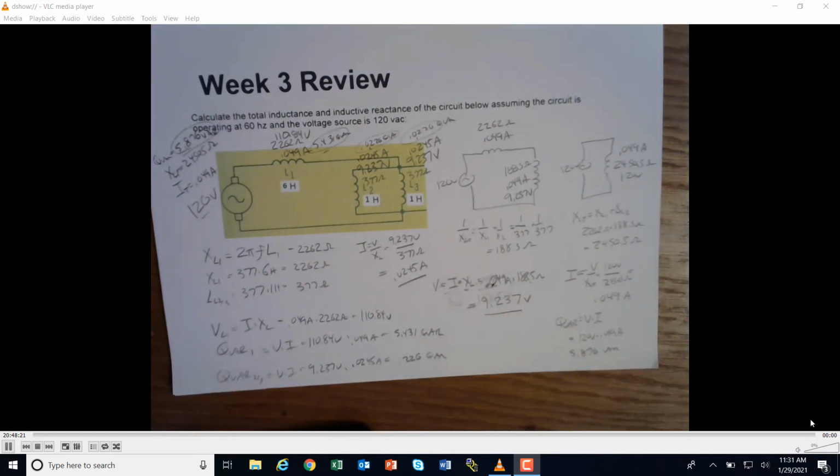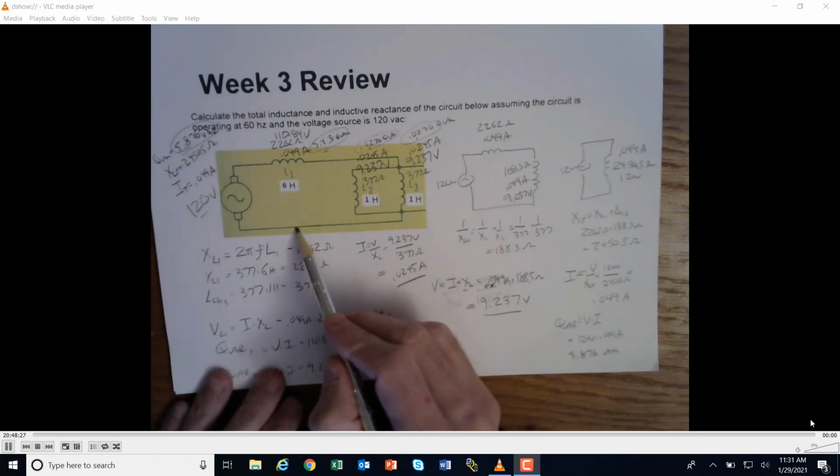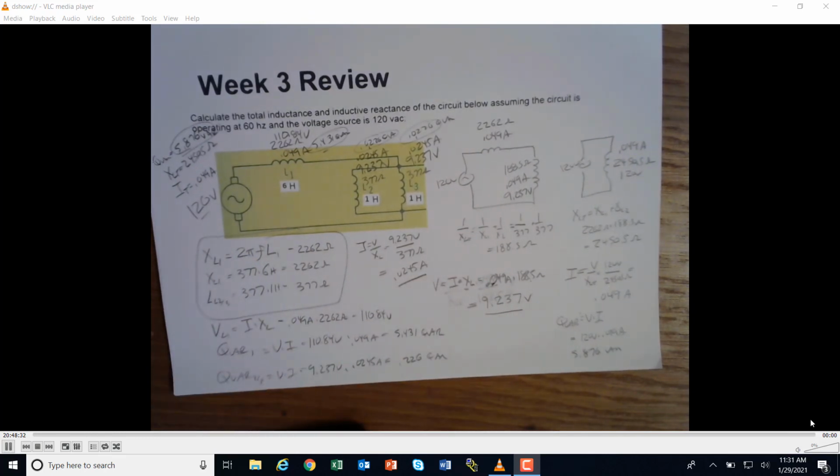So basically, once I've got my inductive reactance using the formula right here, I kind of just treated it like a combination circuit for resistance, a resistive combination circuit. I subbed in, instead of using resistance, I used XL. So that's the solution there for that.